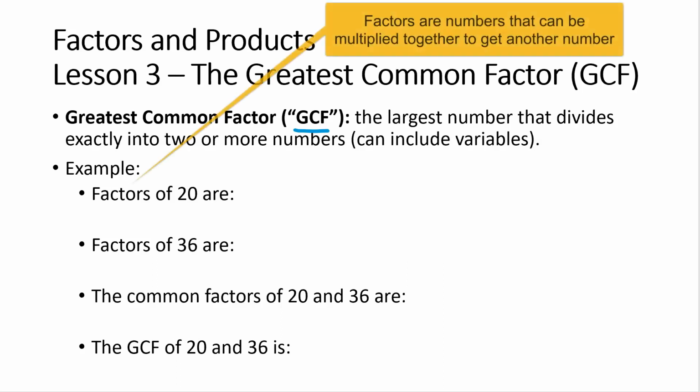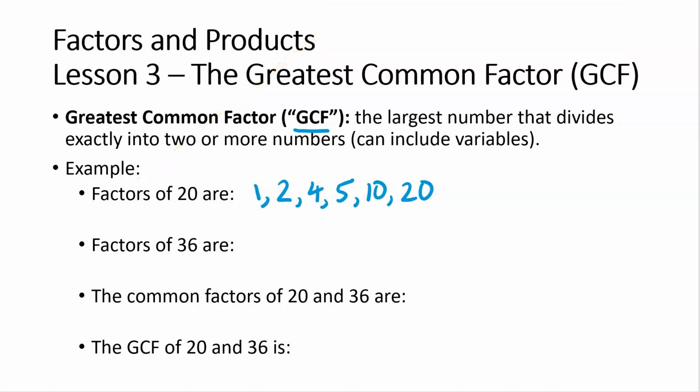If we listed the factors of 20, they would be 1, 2, 4, 5, 10, and 20. Because 1 times 20 is 20, 2 times 10 is 20, and 4 times 5 is 20. For 36, the factors would be 1, 2, 3, 4, 9, 12, 18, and 36. 1 times 36 is 36, 2 times 18 is 36, 3 times 12, and 4 times 9 are 36.